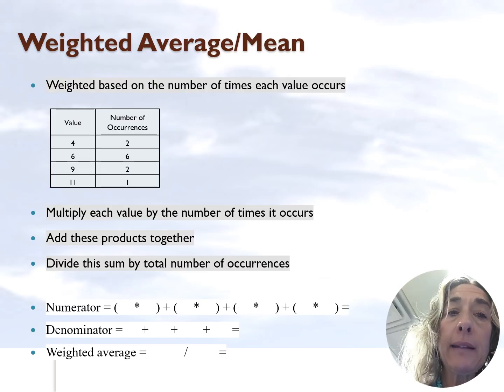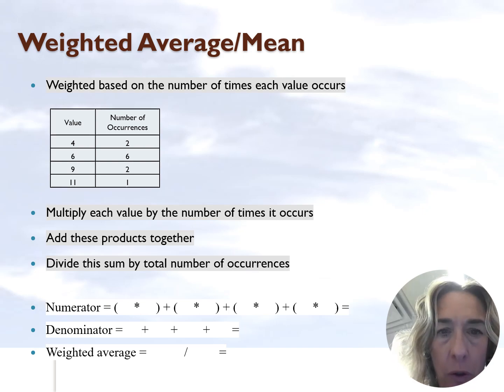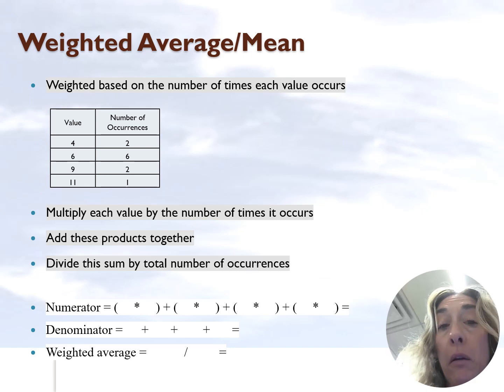Okay, I'd like to next discuss the topic of a weighted average or a weighted mean. Now, averages are weighted by nature. They are actually weighted based on the number of times each value in your data set occurs.